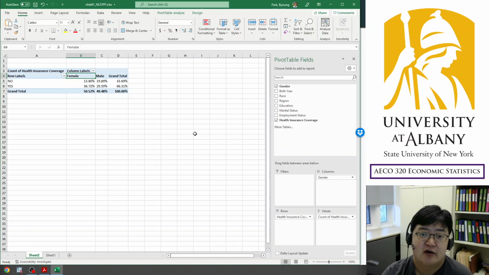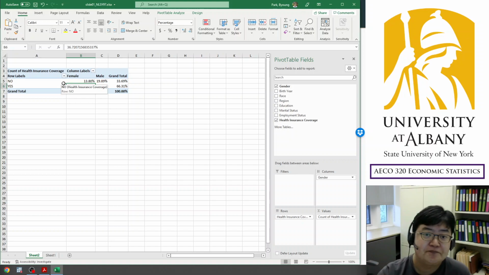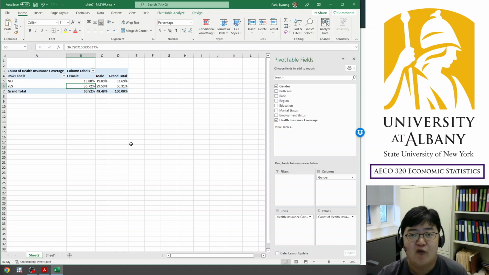A 2 by 2 table, and as you see, we have probabilities for each of them. That is, 13.8% is the percentage of women who do not have health insurance. And 36.72% is the probability of women who have health insurance. In this way, you can calculate a probability distribution table for two variables at the same time.